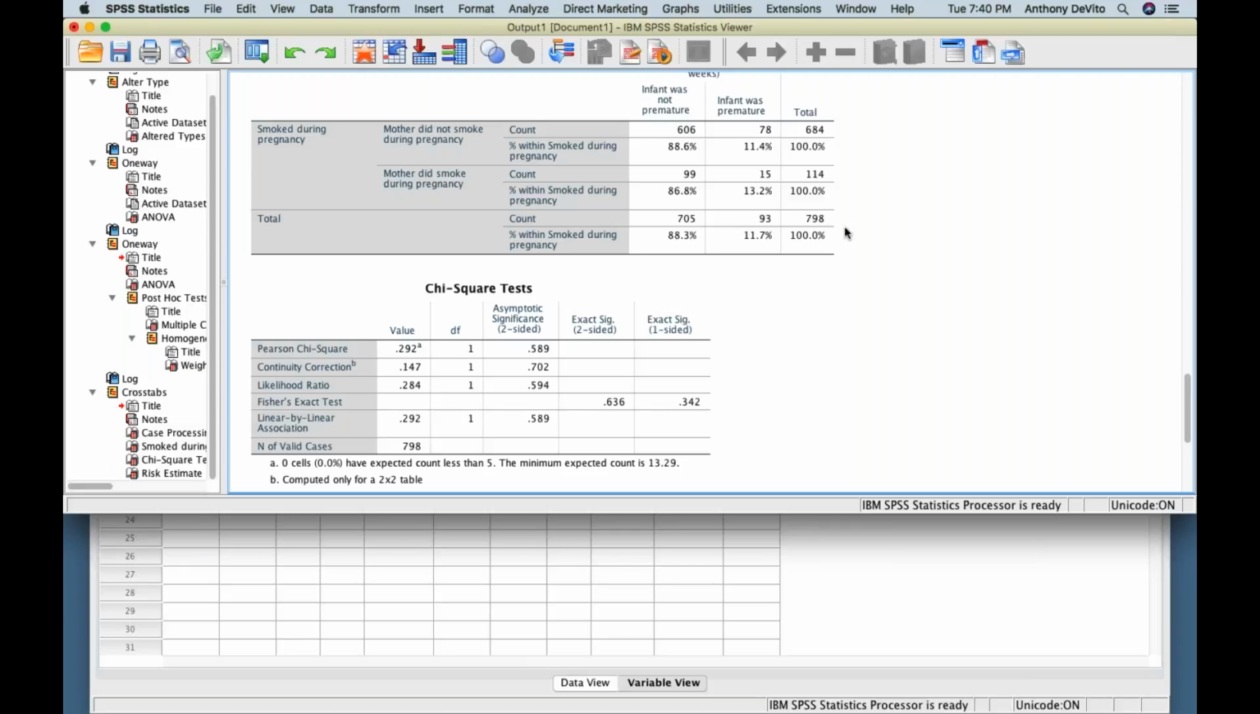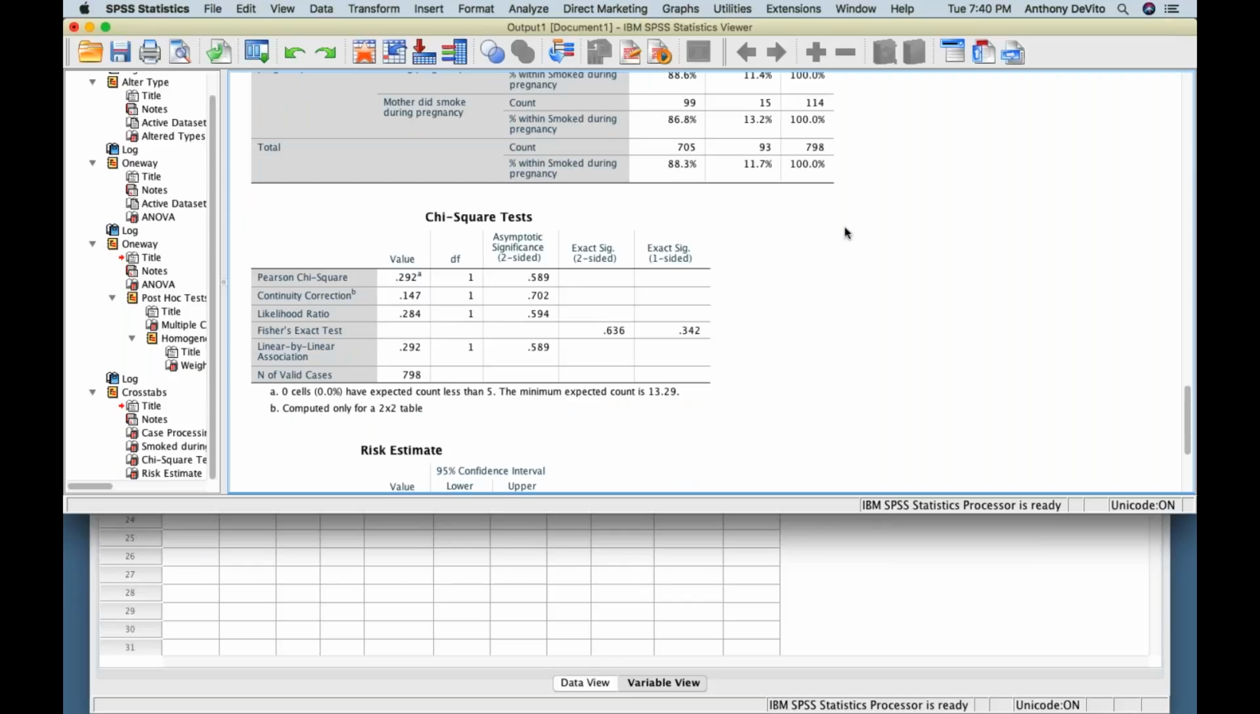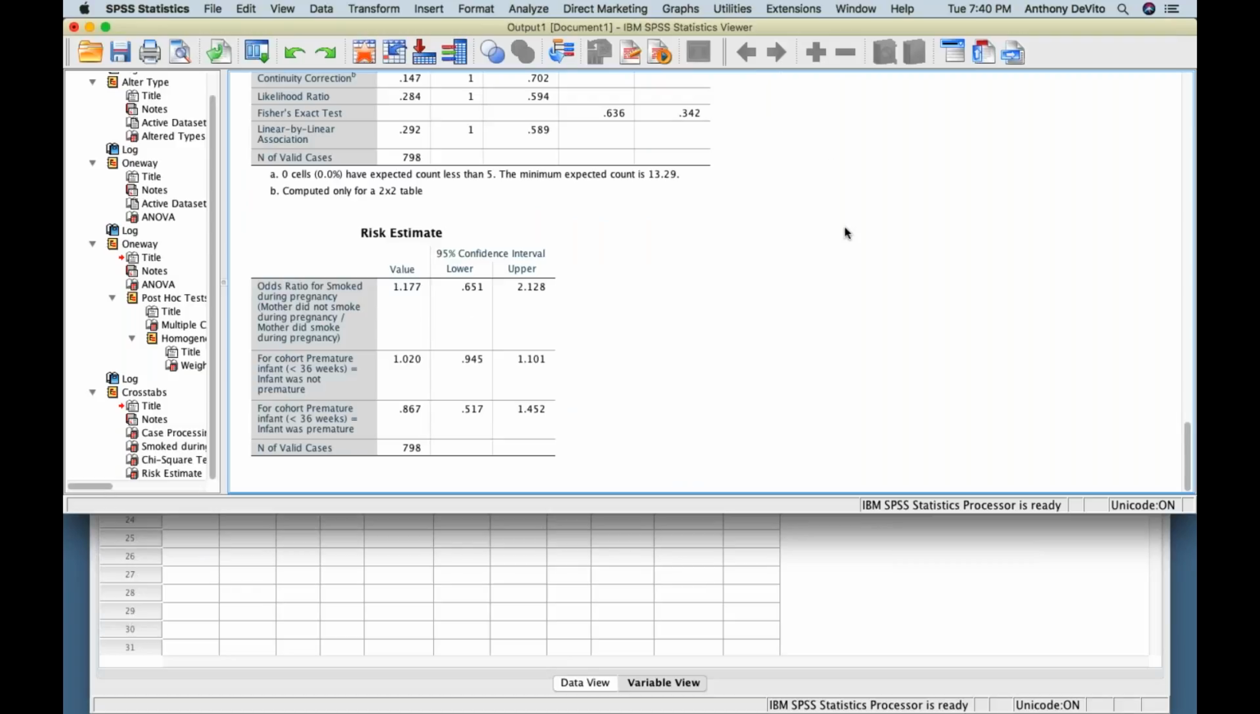Now, as far as the risk is concerned, if I go down here, you'll see that I have another table that says risk estimate. And remember I just mentioned the relative risk. Here's the odds ratio, 1.17. You're 1.17 times as likely to have a premature baby if you smoked versus if you didn't. But notice the confidence interval includes 1. Excuse me, I was about to say 0. You're right, 1. So again, that suggests you can't reject the null hypothesis. So that's how we would do that.